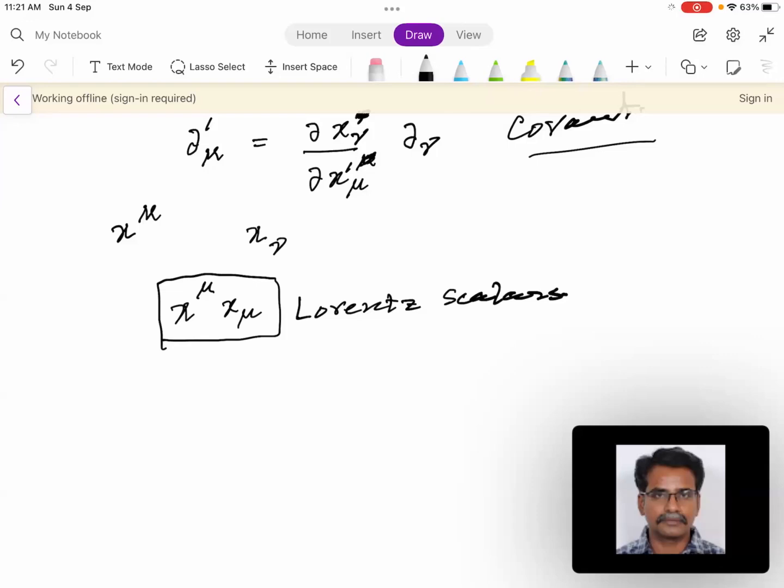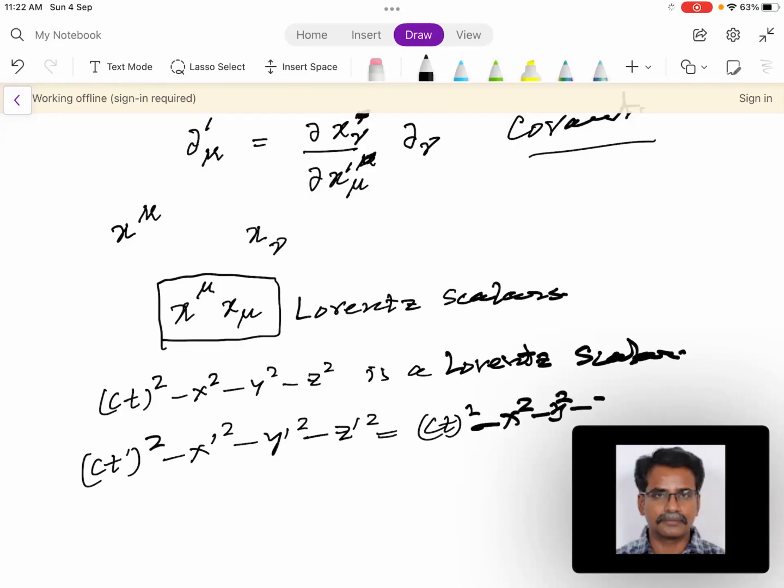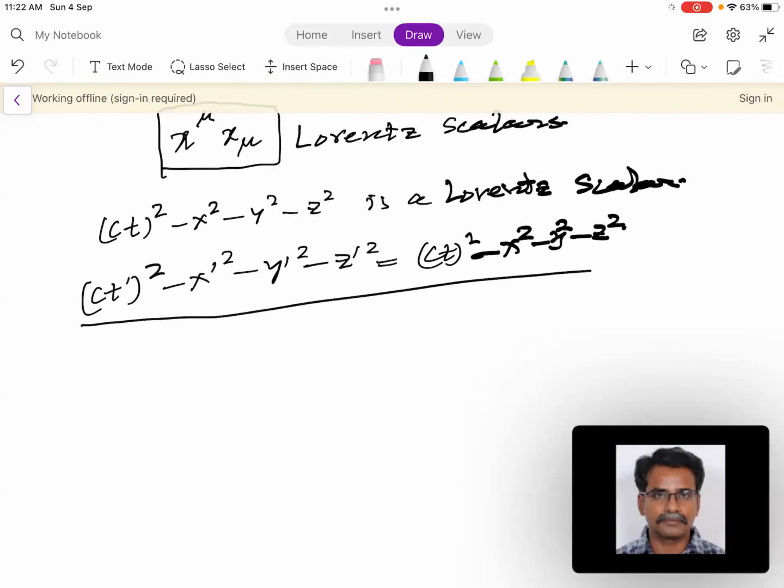As you can see, if you write like this, we already know what a Lorentz scalar is. For example, Ct square minus x square minus y square minus z square is a Lorentz scalar. So this is invariant under Lorentz transformations. That means Ct prime square minus x prime square minus y prime square minus z prime square is equal to Ct square minus x square minus y square minus z square. So this is the same, which means this quantity is invariant under Lorentz transformations.